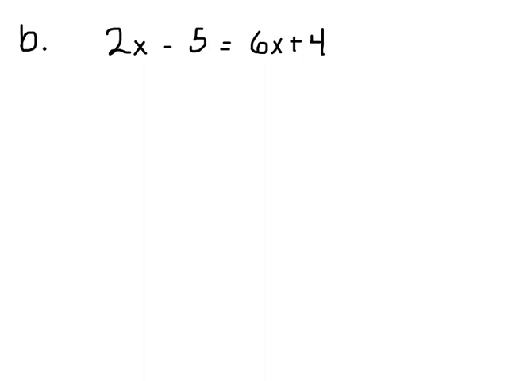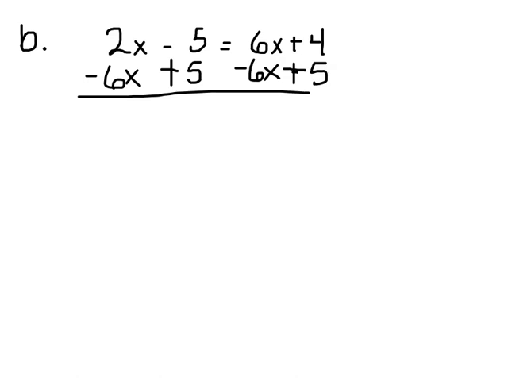2x minus 5 equals 6x plus 4. Alright, I have this negative 5, so if I add 5, it cancels this out, plus 5. Here I have a 6x, so I need a negative 6x to cancel it out. Get everything lined up. I've eliminated the two middle terms.